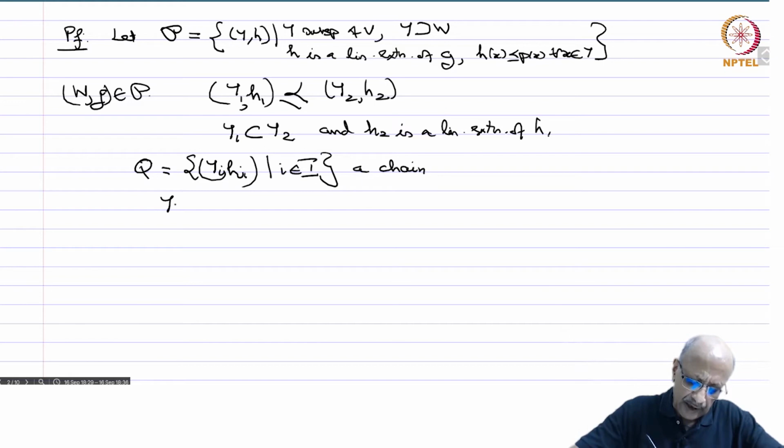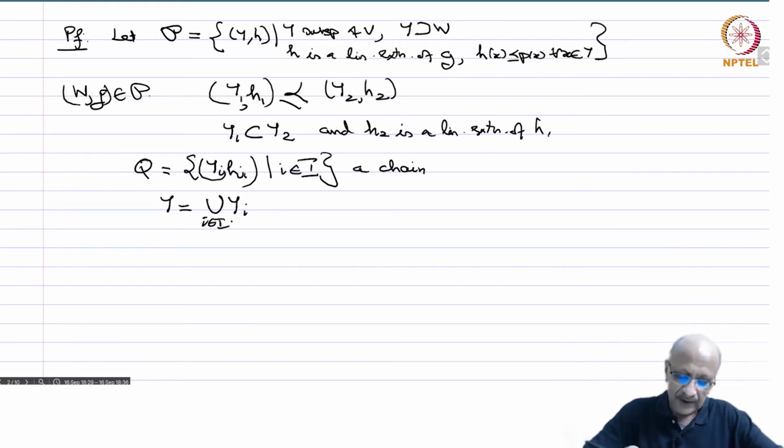So then you define Y equals union Yi. This is again a subspace because this is a chain. Given any two elements, they belong to some Yi and Yj, but then one of them is bigger than the other, so both will belong to say Yi or both to Yj. So x plus y will again be here. So also with the scalar multiplication.